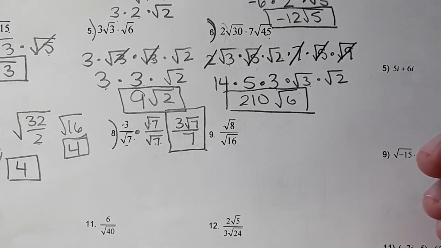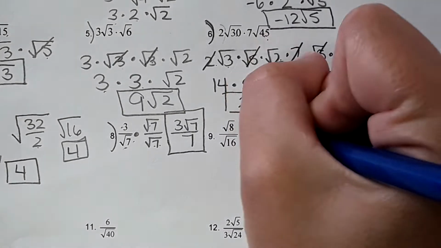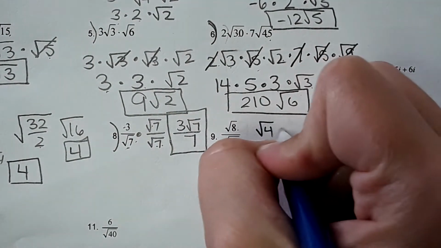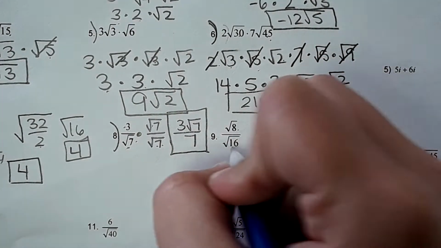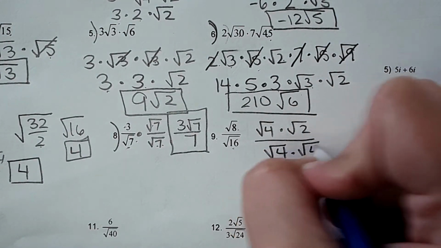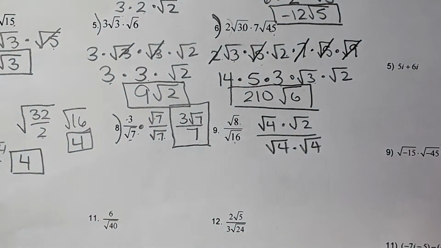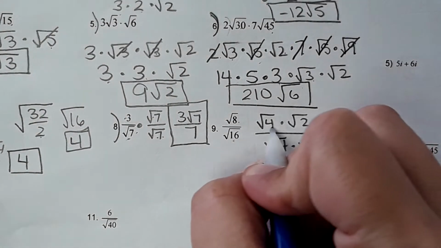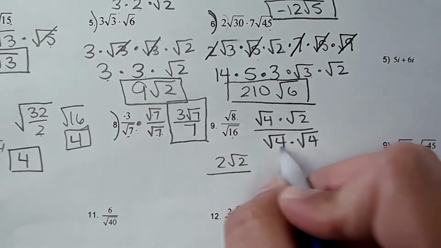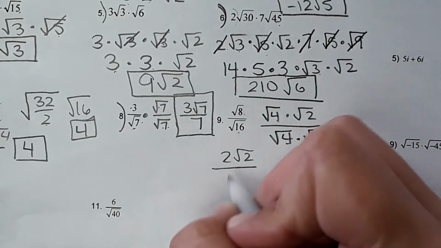Number 8, we're just going to break this up into smallest factors, see what we can get to cancel. Square root of 8 would be square root of 4 times square root of 2. 16 would be square root of 4 times square root of 4. So here I would get 2 square root of 2 over square root of 4 times square root of 4 is just 4.